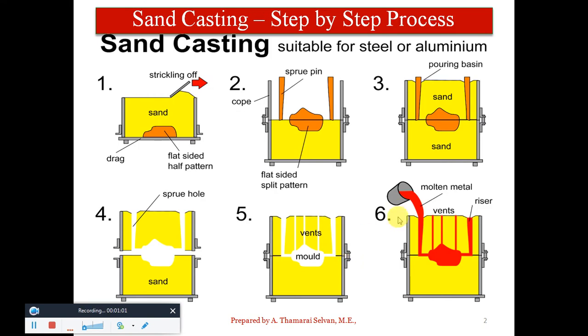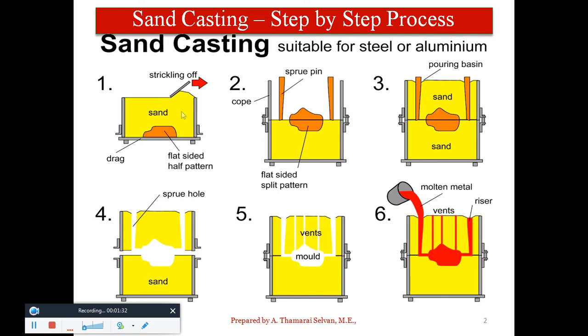These figures will clearly explain how this sand casting process is done. Generally, this sand casting process is more suitable for steel and aluminium. In the first diagram, we have a drag box, where we keep half of the split pattern at the bottom of the drag box on the wooden platform, and the sand is filled on it and rammed so that the sand will be closely packed.